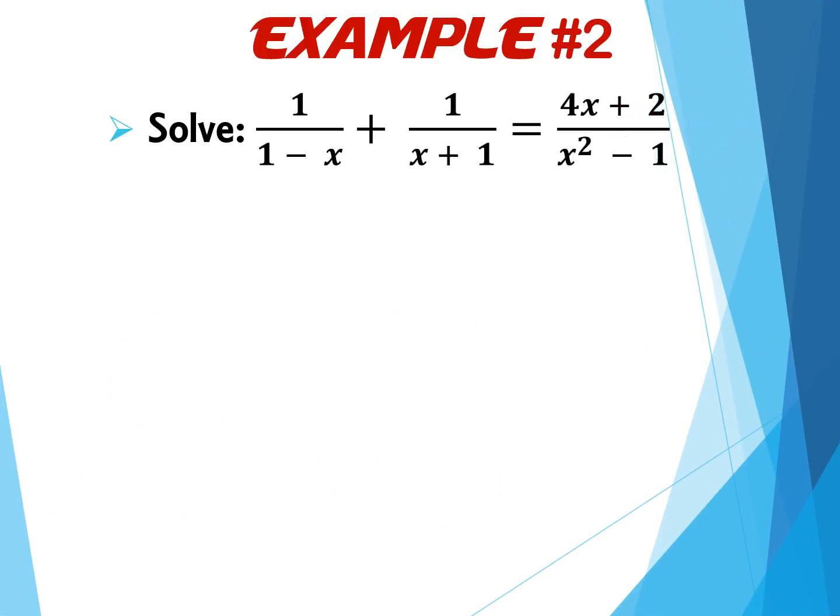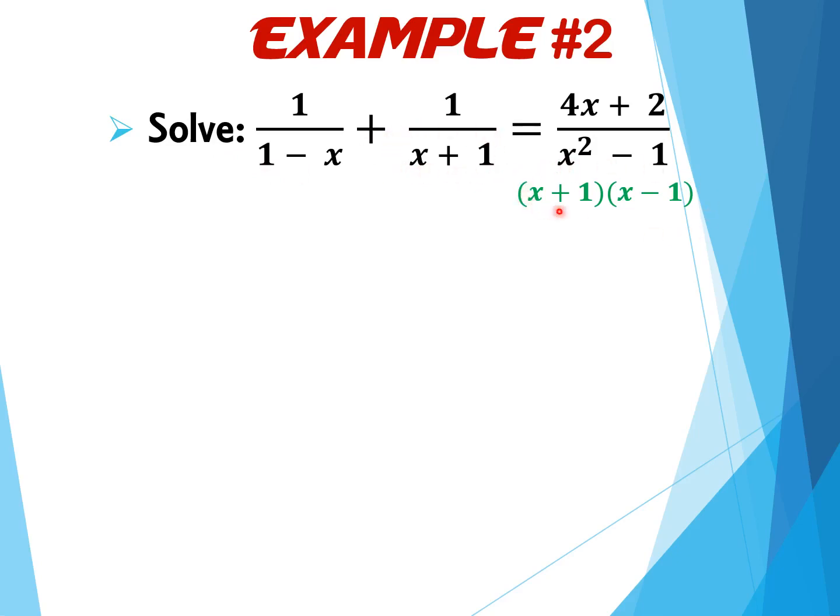Okay, let's have another example, this example. So again, the first step is to factor the denominator. So this one is okay, also this one. This one is a difference of 2 squares, so we can factor this one as x plus 1 and x minus 1. Then the second step is to find the restrictions, since all the denominators have the variable x.